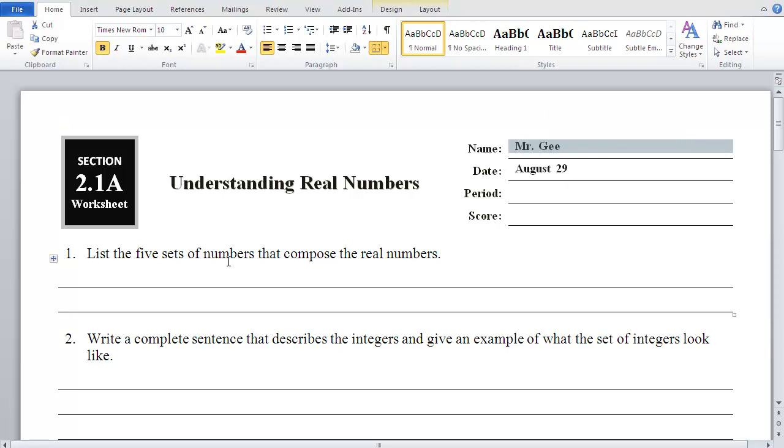Okay, it says list the 5 sets of numbers that compose the real numbers. So the real numbers compose 5 other sets. You have the gigantic set, which contains all the numbers that are on the number line, and then we have the 5 subsets, and that's what you're being asked to put in here. So the first one is the natural or counting numbers.